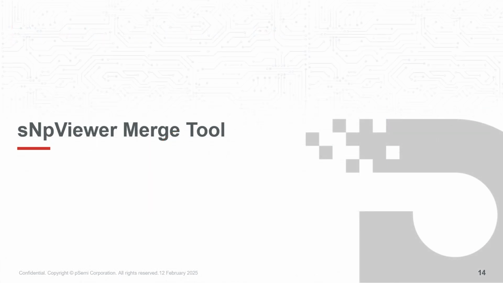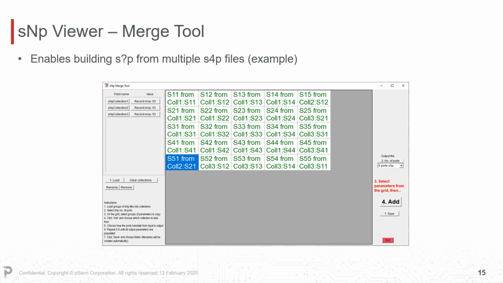Discreetly placed in the same folder as the sNpViewer tool, you will find snp_merge.vxe. This tool is used for merging collections of smaller Touchstone files into a larger one. For example, here is the process of building a set of S5p files from multiple sets of S4p files. Why do I need this? Simply because I only have a 4-port VNA, but the part I'm measuring has 5 ports.